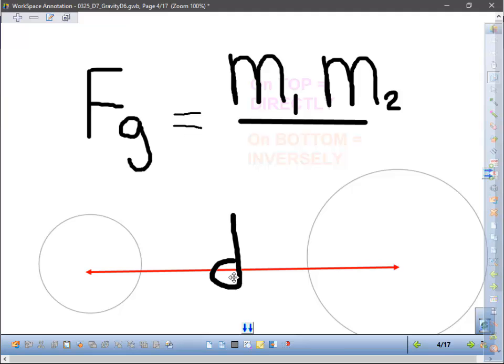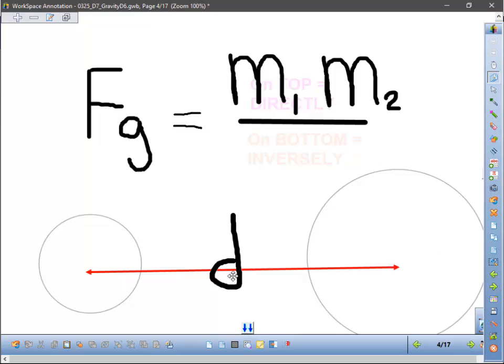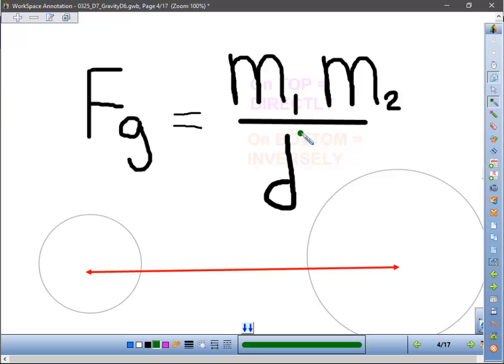What about distance now? The distance between the astronaut and Jupiter. How does distance relate to force of gravity? Does more distance between the two objects mean more gravity, or less distance means more gravity? Well, less distance means more gravity, because the closer these objects are together, the more the force of gravity. So distance is going to go on the bottom, because distance is inversely proportional. And we found out it's actually distance squared. Distance goes on the bottom of the fraction.